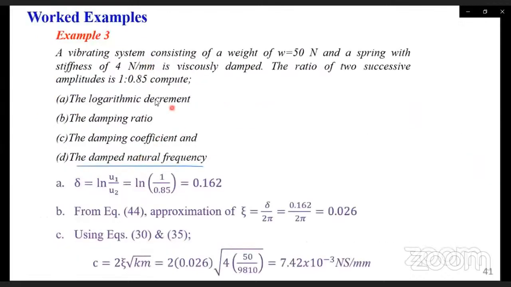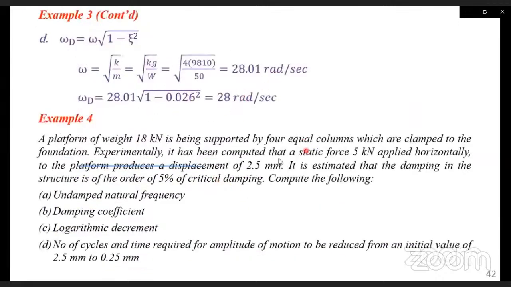The damping ratio was 0.026. So if you express it in percentage, that's just 2.6% damping. So that's why you find they're very close. Okay, so you can see the application is very, very simple.